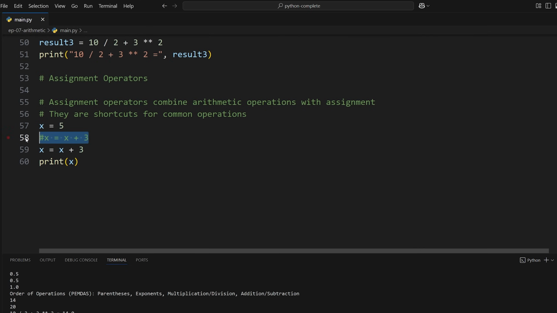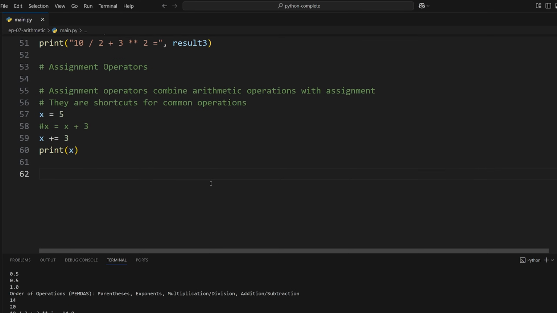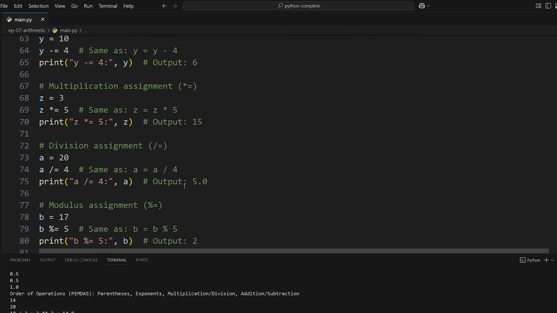So we could do the same exact thing as this by just simply doing plus equals. So this slightly shorter piece of code does the same exact thing as this piece of code here. So it's simply adding on to the current value of the x variable by 3, we should get 8. There we go, we get 8. So that's for adding, and then for all the other operations, it's the same exact thing.